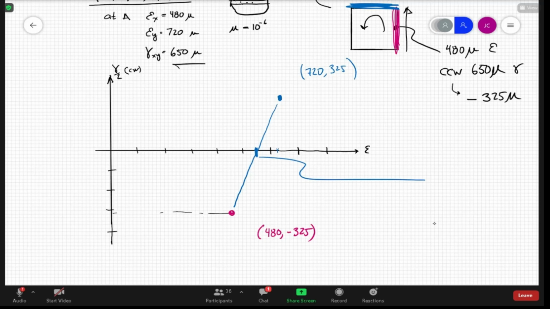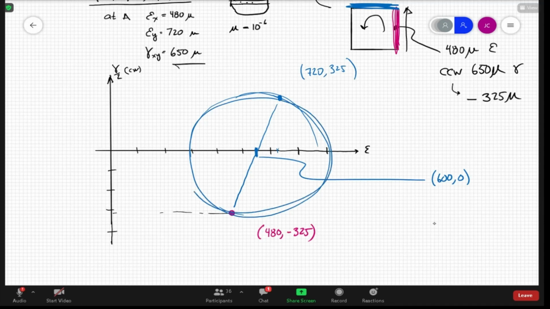600, right? So this is 600, 0. That's the center, right? And then we can sketch the circle. It's going to look something like this. All right, that's the in-plane Mohr's circle.